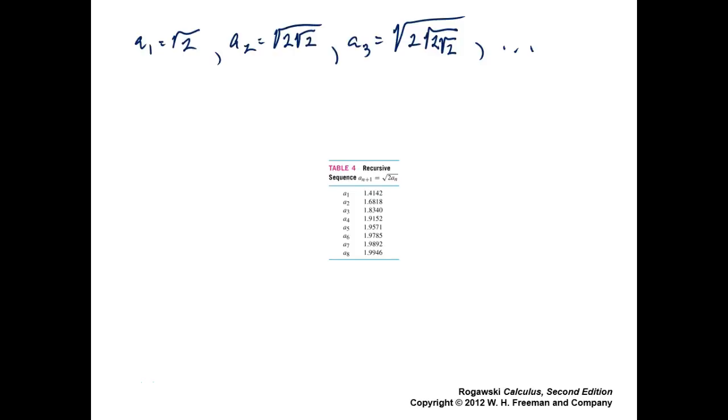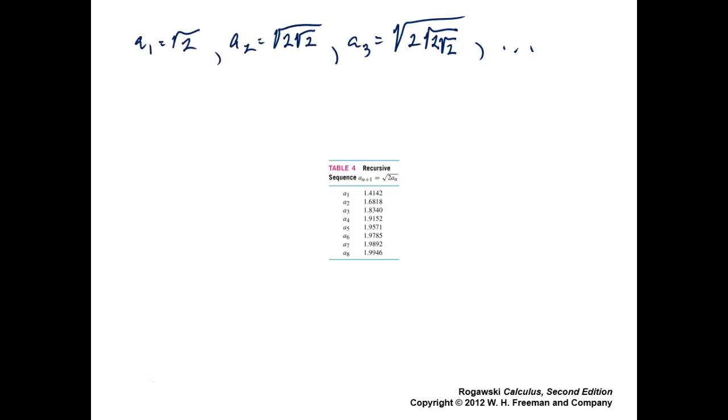We've just shown that this is less than 4. The square root of something less than 4 is going to be less than 2. So obviously, this is bounded by the number 2. Now, it may be something less than 2, but it's certainly bounded from above by 2.